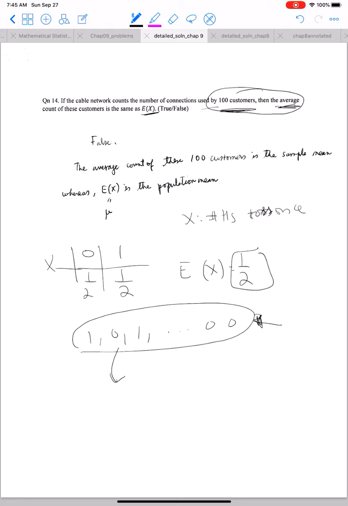Based on a similar argument, we can say the average of these 100 individuals will not be equal to the population mean, that is the expected value of x, which has been found from the probability distribution.